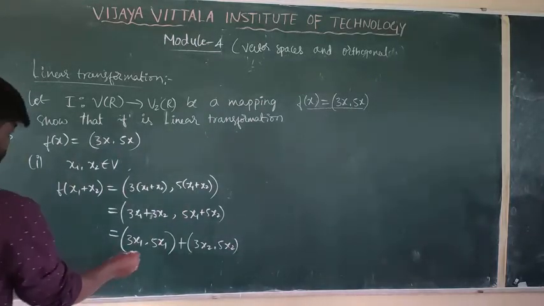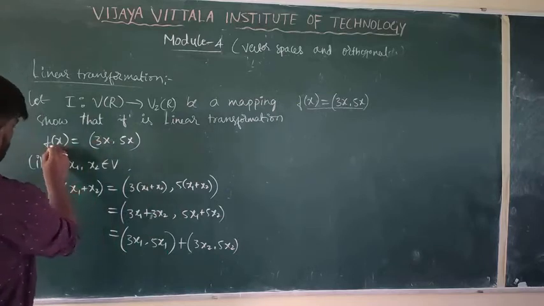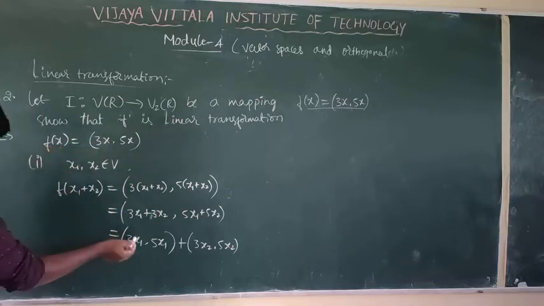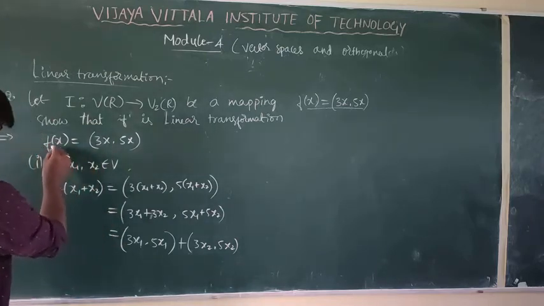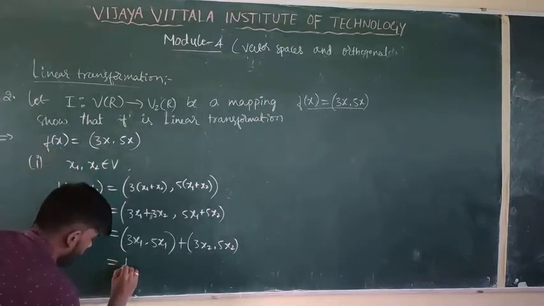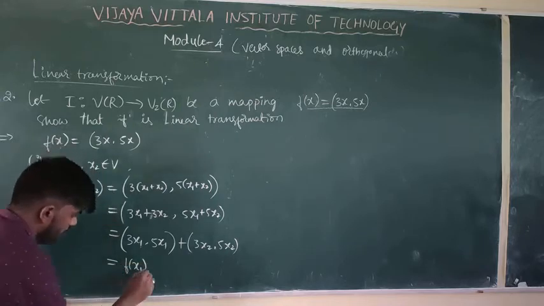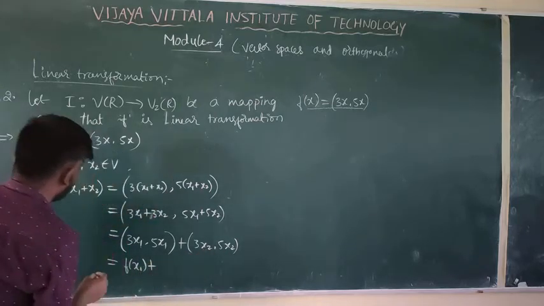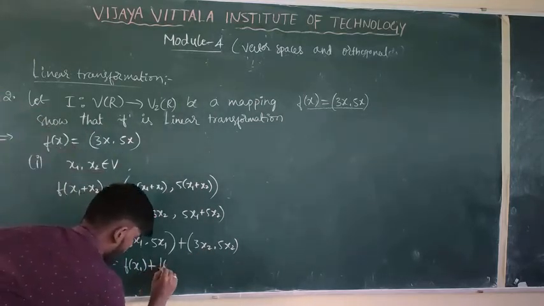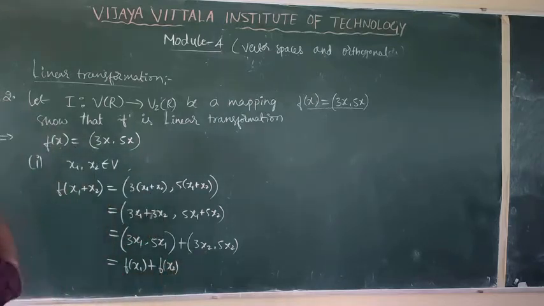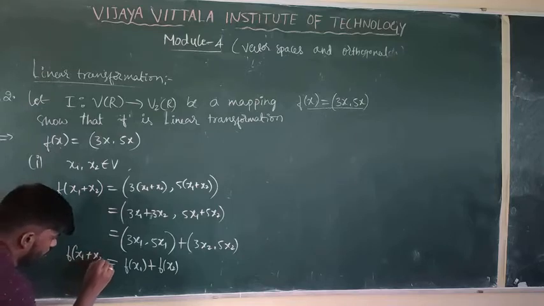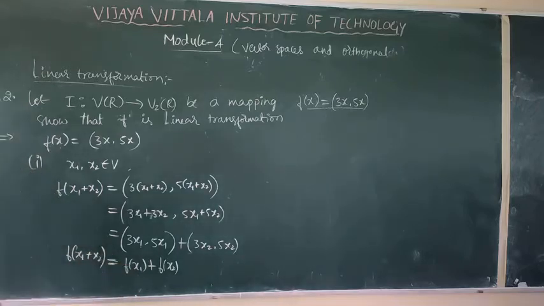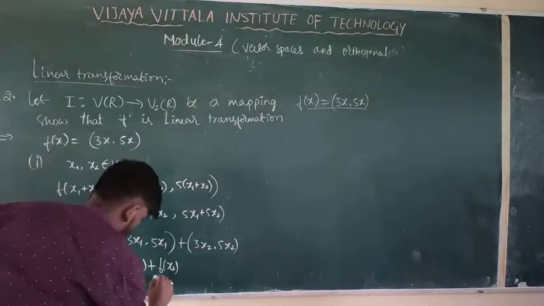Therefore, (3x1, 5x1), here (3x, 5x) is f(x). In place of x, here we have x1. Therefore, in place of f(x) we write f of x1, plus in this place we write f of x2. Therefore, LHS is f of x1 plus x2, which is equal to f of x1 plus f of x2. The first condition holds good.